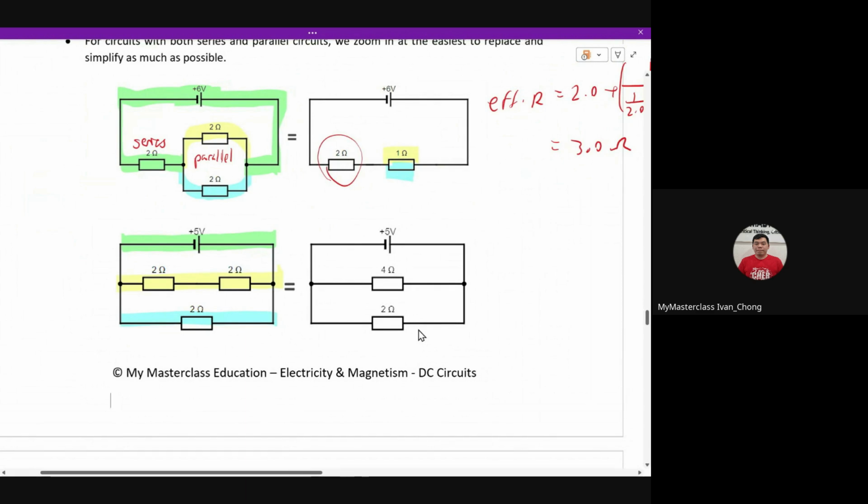So just be careful of the values. This guy can be 2.5 volts, 2.5 volts, because it's equal resistance, you can just divide by 2 like this. But then for this guy, this is 5 volts. So voltage, resistance, and current are not always the same in separate branches or in your series or parallel. Do double check whether it's series in parallel, parallel in series, or whatsoever.